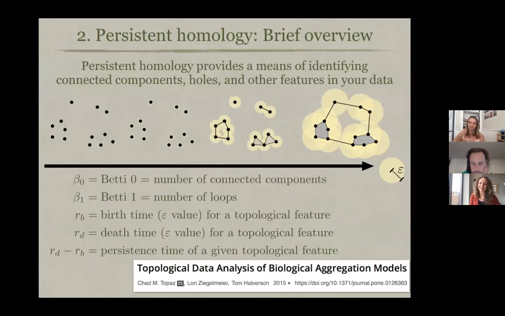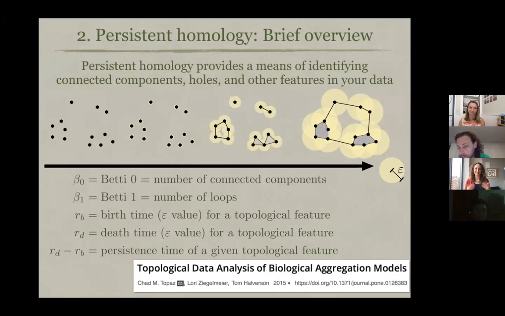Okay, so I realize I think that this is probably too broad of an overview for this audience, but I am fairly new to persistent homology. Melissa's the expert in this area on this project, so I'm going to just give a very broad overview of persistent homology from my perspective.